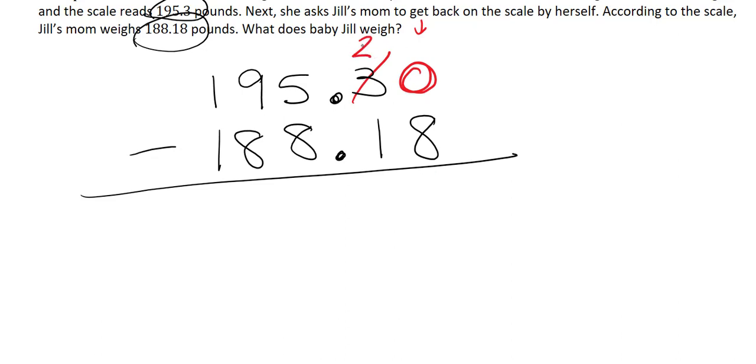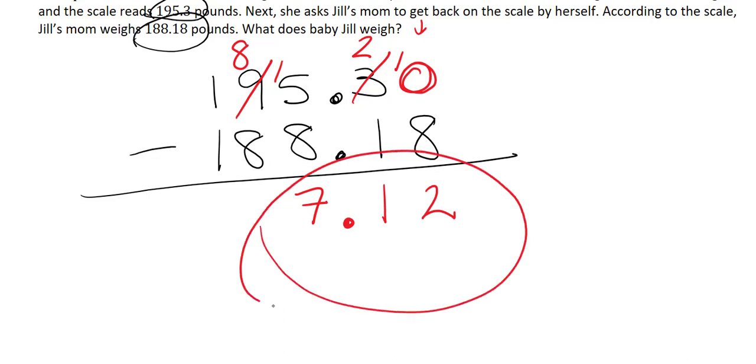So 3 minus 1 is 2. Now we have a 10. Now minus 8, so that's a 2. 2 minus 1 is 1. Bring our decimal straight down. 5 minus 8 can't be done, so let's go ahead and borrow. So we have an 8. And now we have a 15 there. So 15 minus 8, 7. 8 minus 8 is 0. 1 minus 1 is 0. So we have, for the baby, weighing 7.12 pounds.